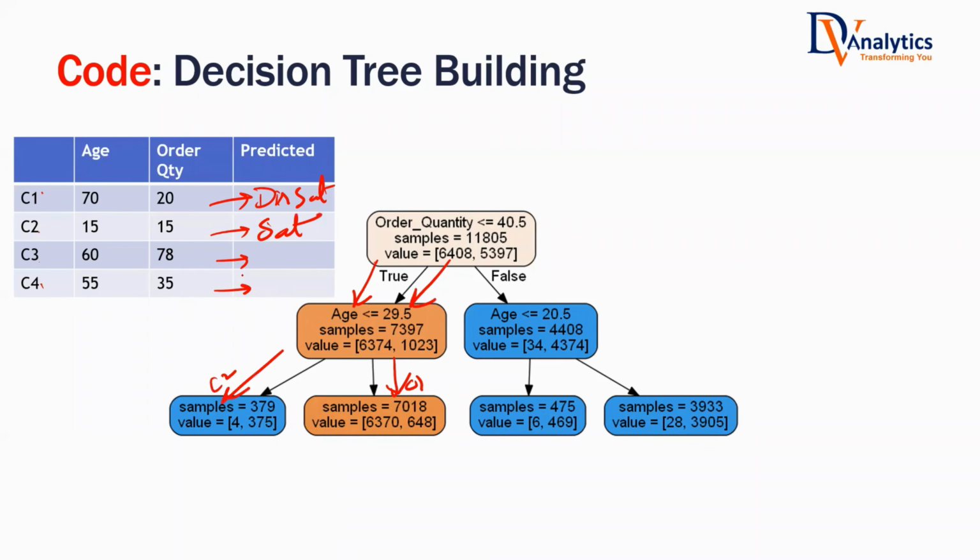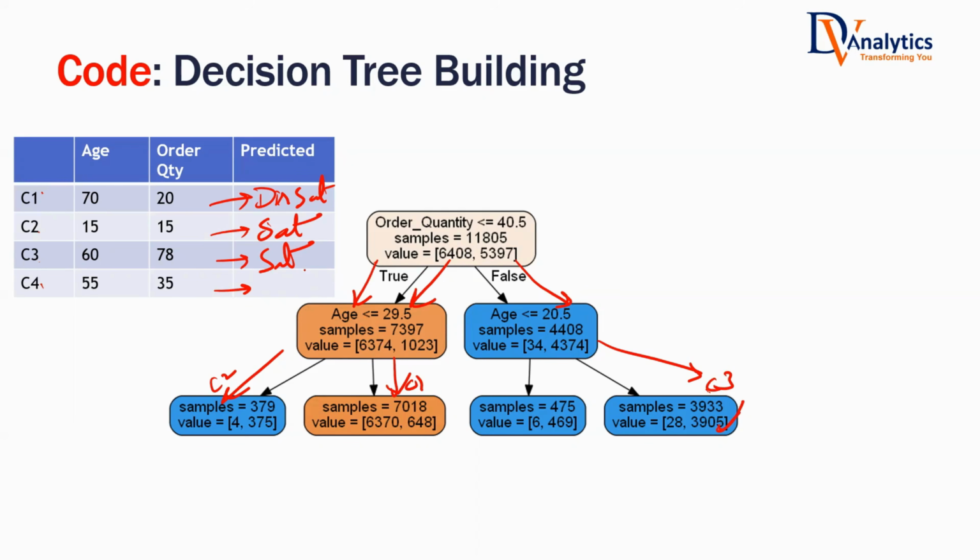How about customer 3? Customer 3 has an age of 60. Not age, first we had to see order quantity of 75, age of 60. He will be falling here. So that customer will be satisfied because most of the customers there were satisfied previously.